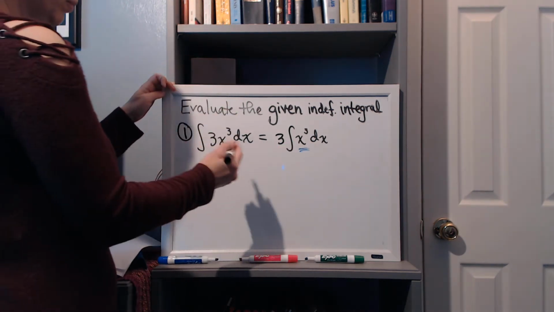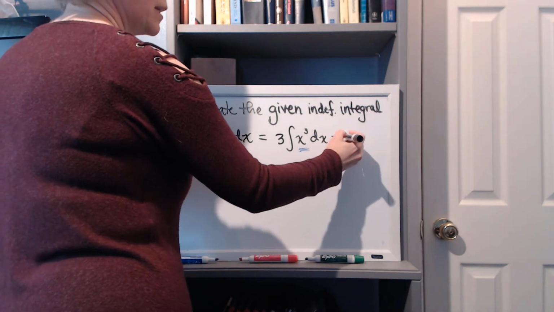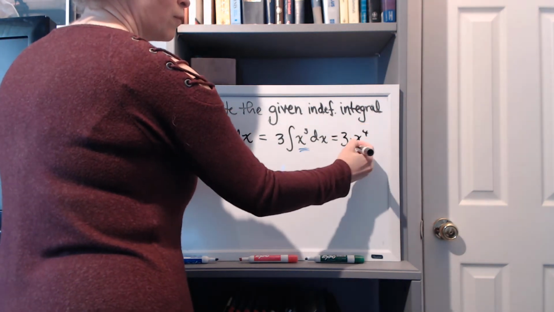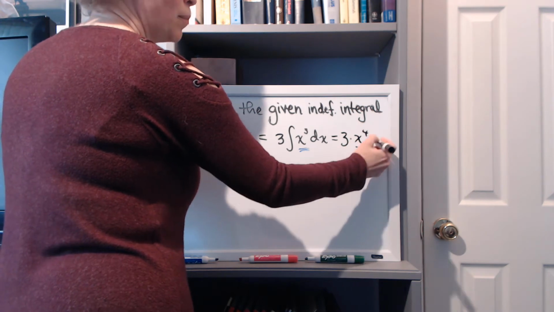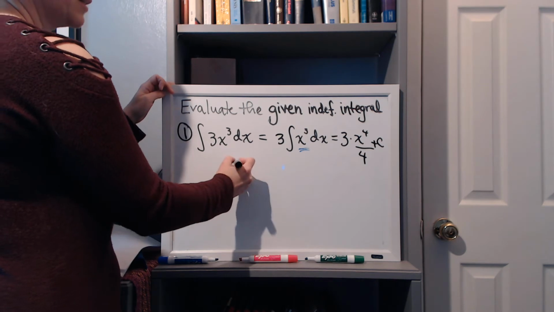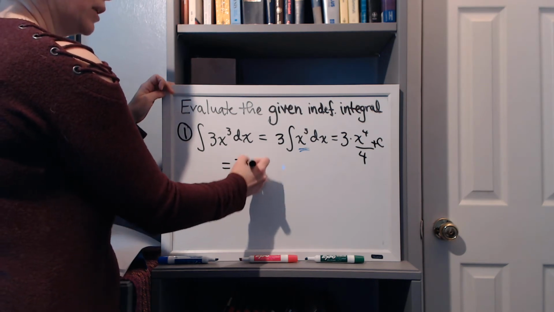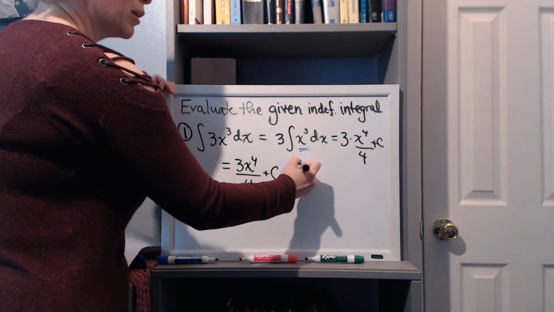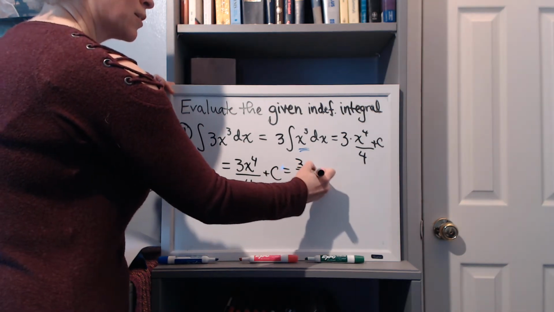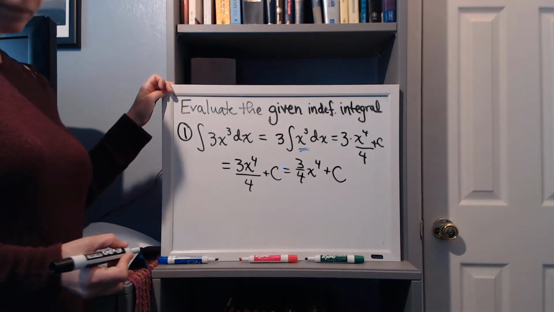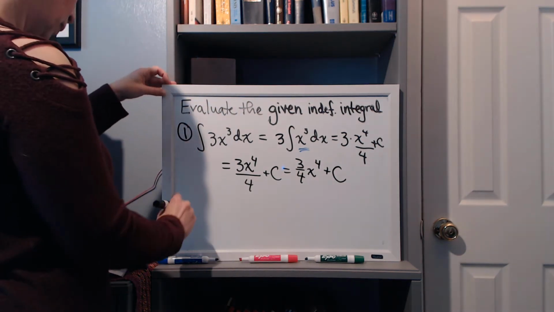And that power rule for antiderivatives says that we are going to add 1 to the power, so we'll get x to the fourth, and then we divide by the new power, plus c. So we can rewrite this, if we want, as 3x to the fourth over 4 plus c, or we can rewrite it as 3/4 x to the fourth plus c. Those are all the same. All right, that's example 1.